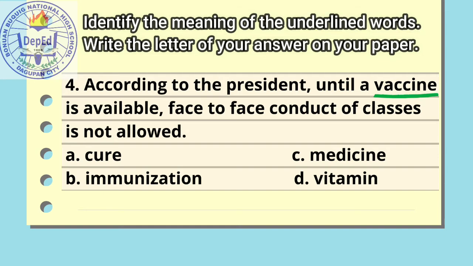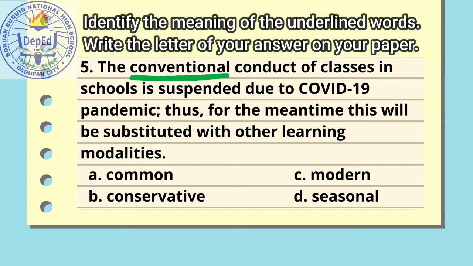D. Vitamin. Number 5. The conventional conduct of classes in schools is suspended due to COVID-19 pandemic. Thus, for the meantime, this will be substituted with other learning modalities. The underlined word is conventional. Here are your choices. A. Common, B. Conservative, C. Modern, D. Seasonal.